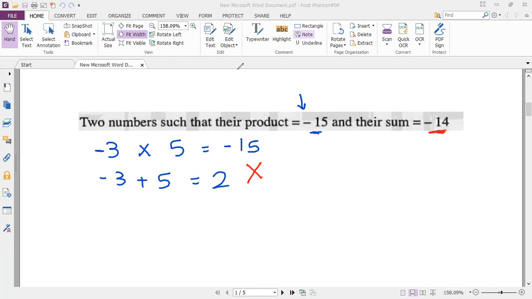Let's try something like negative 15 and 1.